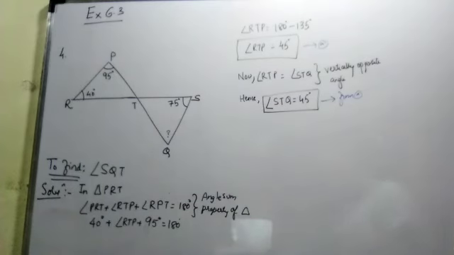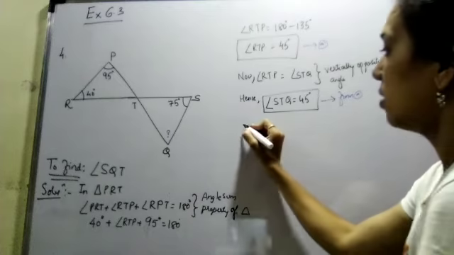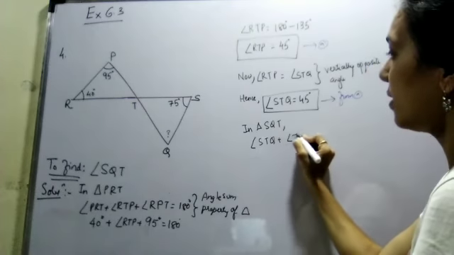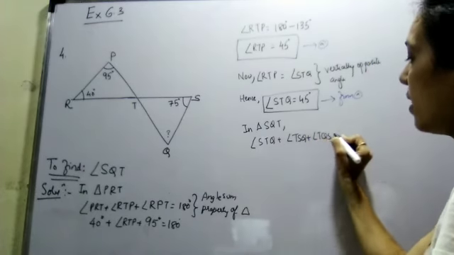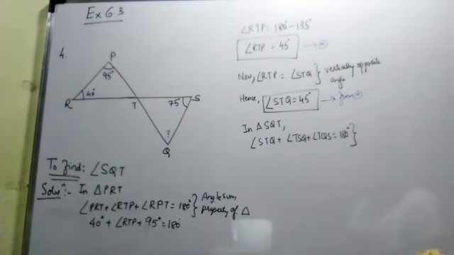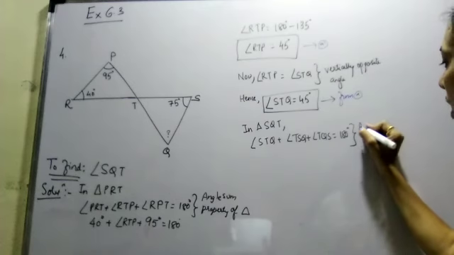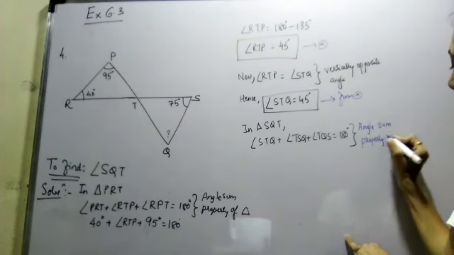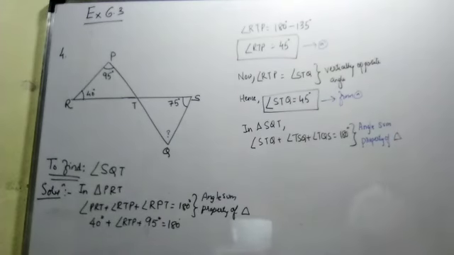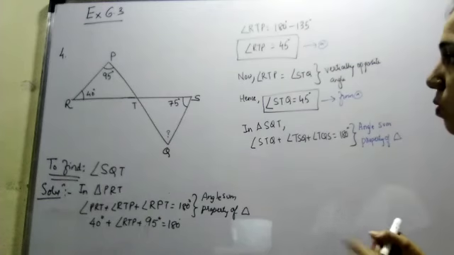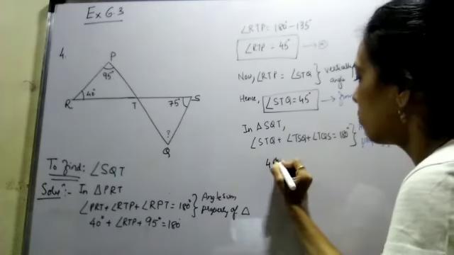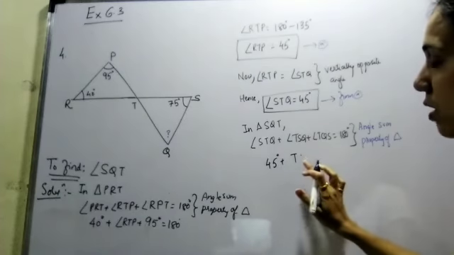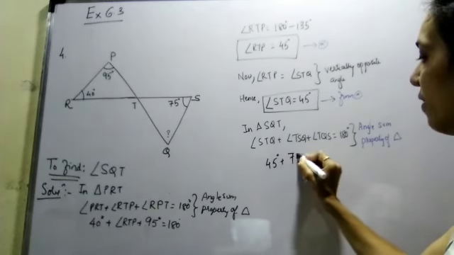Now next thing is to find out angle SQT in triangle SQT. Angle STQ plus angle TSQ plus angle TQS is equal to 180. Again the reason is same. Reason, angle sum property of triangle. Now what are we going to do? We are just going to put the value STQ. Just now we have calculated, it is 45 degree. TQS we need to find out. TSQ is given. TSQ is 75. So I'll write down 75 degrees.